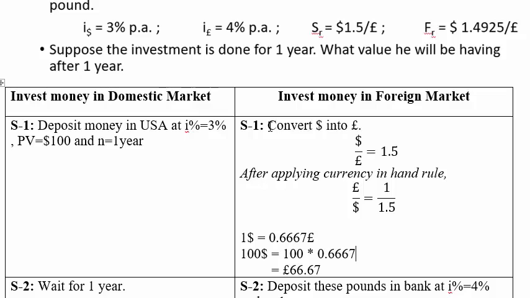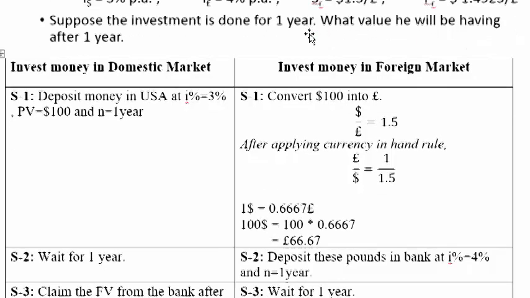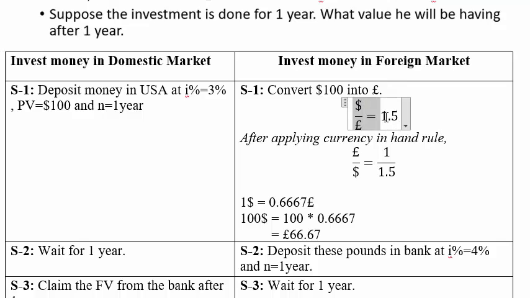So in step number 1, he will try to convert his $100 into pounds. That's his first step. The exchange rate will be applied. The one that will be applied is the spot rate, which is the current rate. 1 pound is equal to $1.5. So this can be written in the P by Q form as dollar divided by pound equal to 1.5. It means 1 pound is equal to $1.5.